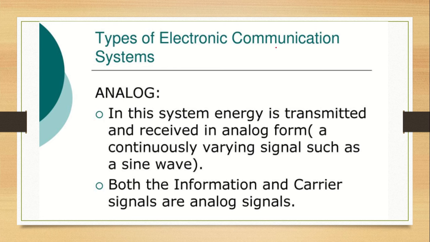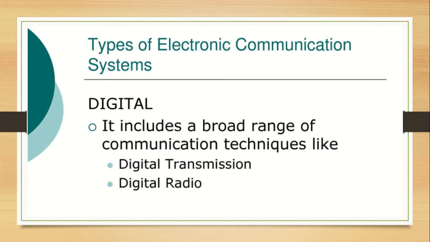So types of electronic communication system, we have analog. In the system, energy is transmitted and received in analog form. That is a continuously varying signal such as a sine wave. So a sine wave is an example of an analog signal. Okay, so this is a sine wave. Both the information and carrier signals are analog signals. Okay, so for an analog system, both information and carrier signal are analog signals.